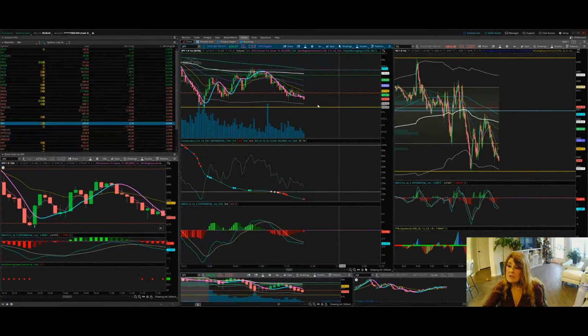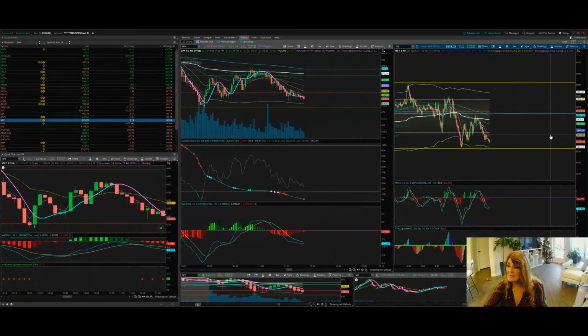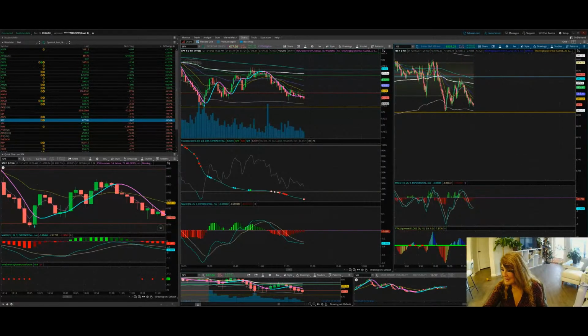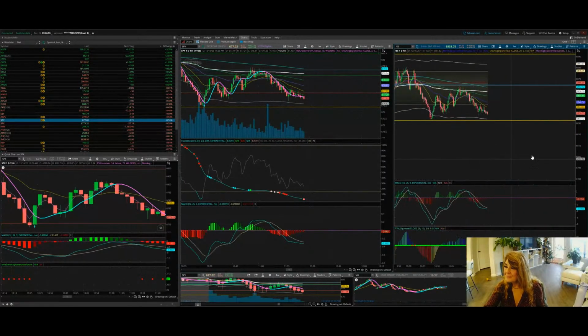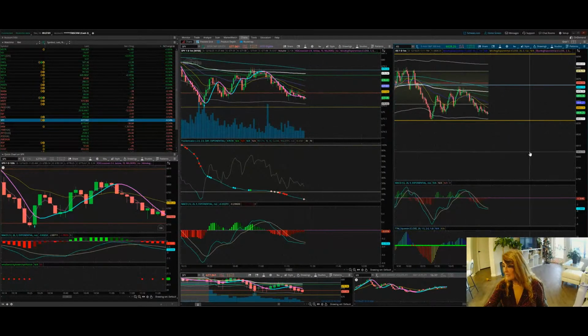Could we trade down to this overnight low? Could we take a put and trade it to this overnight low? We could, but I'm not going to do it. I'm not going to FOMO in, and I'm not going to chase this move. I'm going to wait for this to recover, and then we'll see what we get.